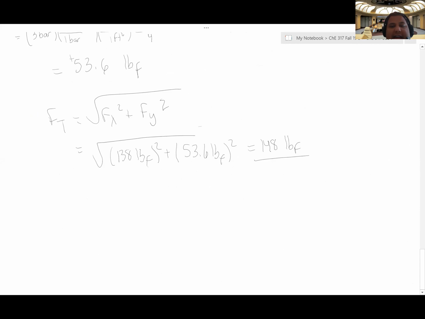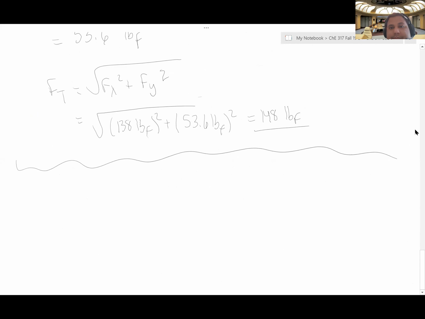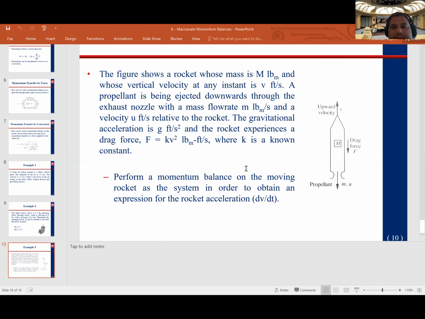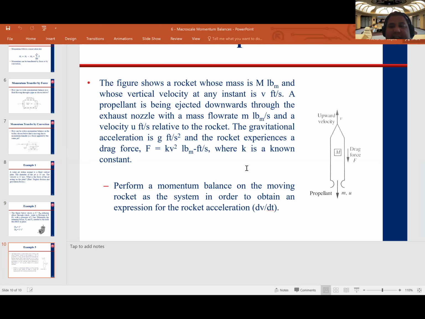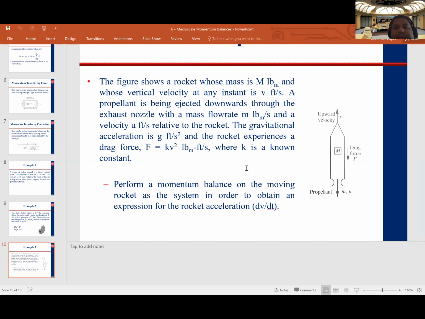All right, I think we have time for one more example. So in this system, we have a figure showing a rocket whose mass is m and whose velocity is v per second. And this rocket is essentially being propelled through combustion and extraction downwards of fuel with a mass flow rate of pound mass per second and a velocity u relative to the rocket.